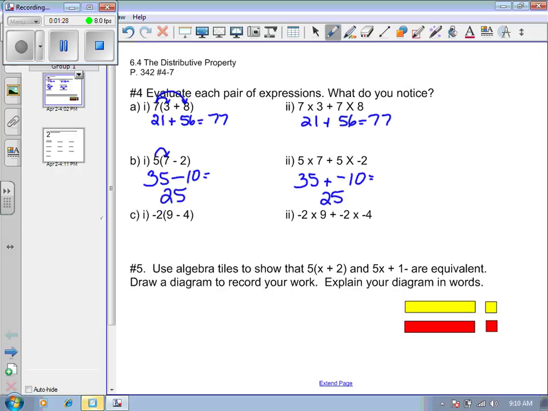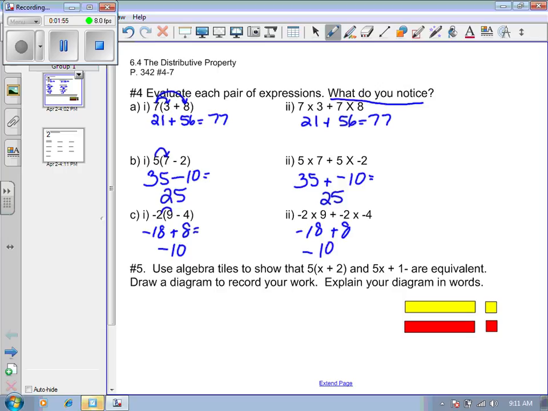Next one, -2 times 9 gives us -18. -2 times -4 gives us a +8. -18 and 8 gives us -10. Written out the other way: -2 times 9 gives us -18. -2 times -4 gives us 8. When we add them together, we end up with -10.